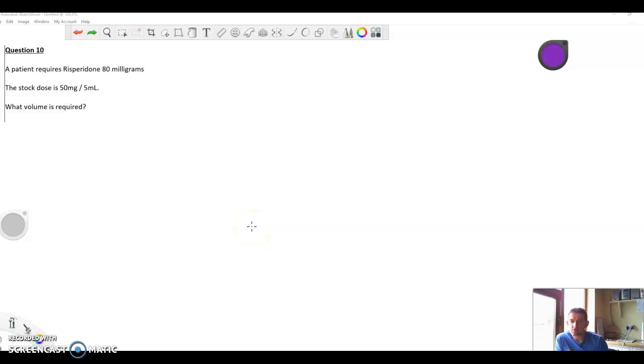Question 10. A patient requires risperidone 80 milligrams. The stock dose is 50 milligrams in 5 mils. What volume is required?